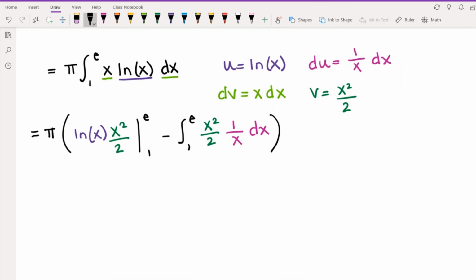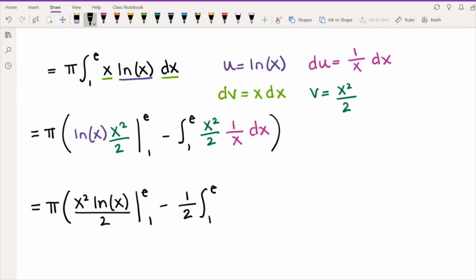And so things simplify nicely with the integral. So we're going to end up with pi times, I'll rewrite this as, x squared times ln of x over 2, and we're going to have to eventually evaluate that at e and at 1, minus the integral from 1 to e of, so what happens here? Well, the x's simplify, and let's actually pull out the 1/2 here. And so we have the integral from 1 to e of just x, right? Because we have x squared over x.